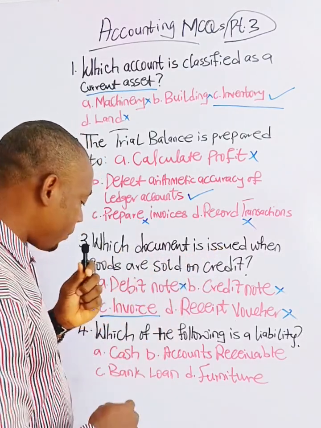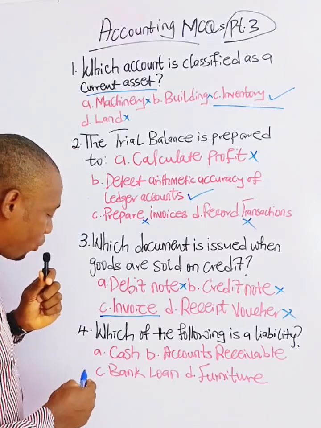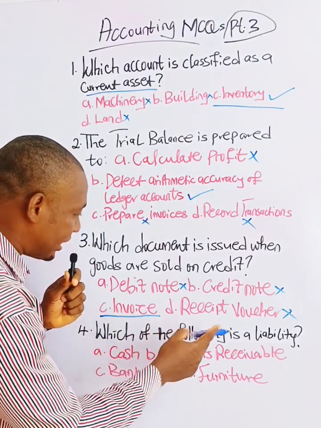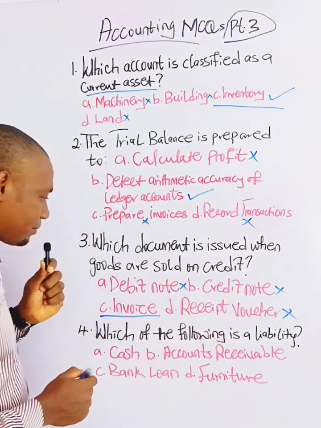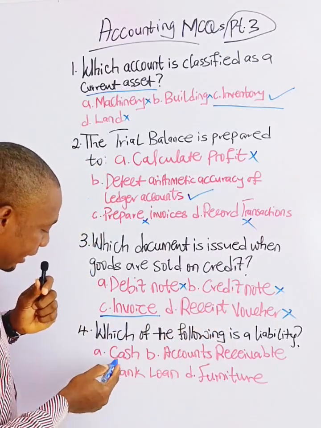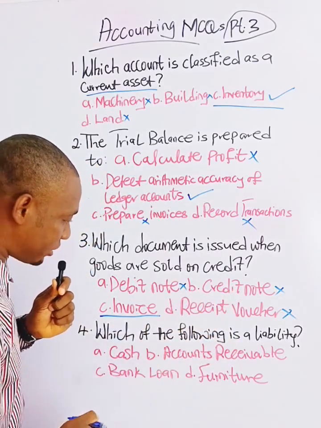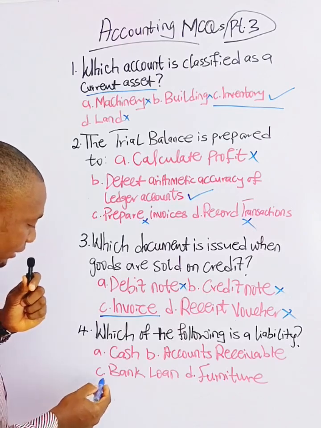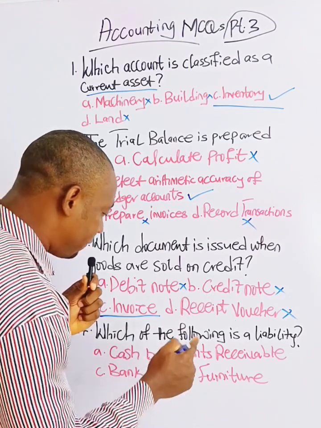Are you learning? Let's consider number 4. Which of the following is a liability? A, cash. B, accounts receivable. C, bank loan. D, furniture.